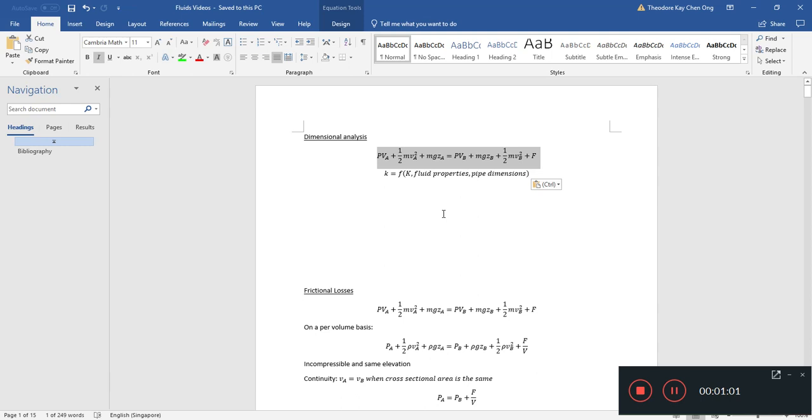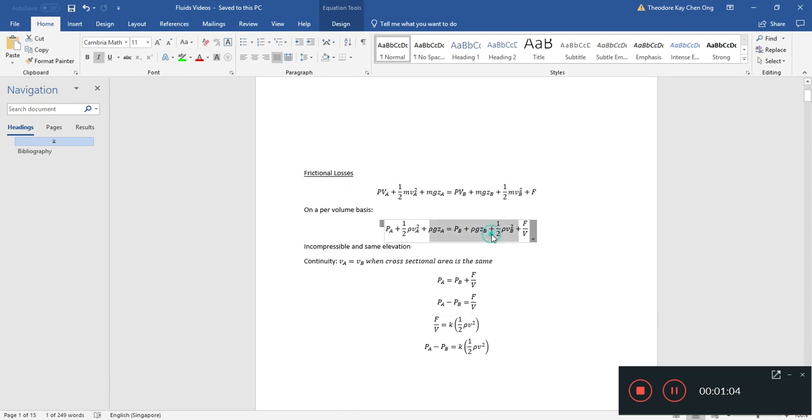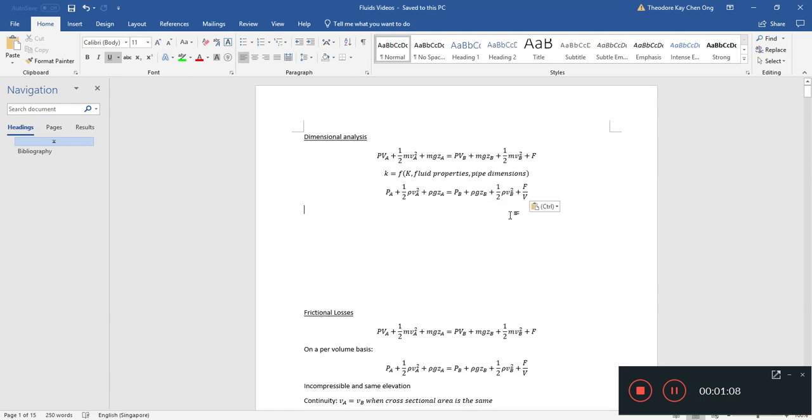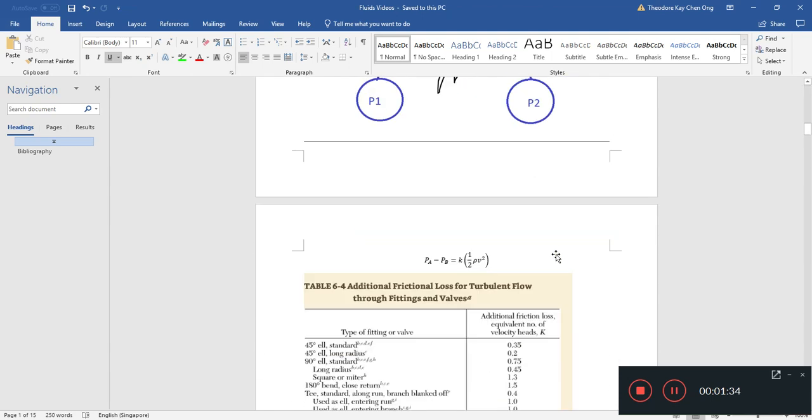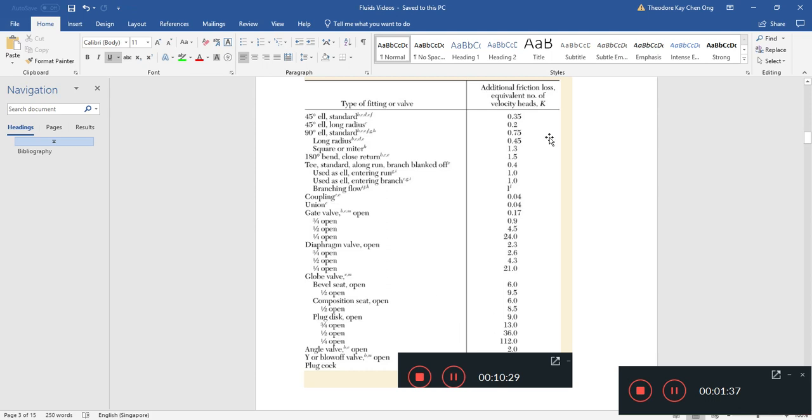So remember our energy equation, and then we try putting it in this form, on a per volume basis. And of course, we know that this becomes K half rho V squared. Next question: how do we find this k value? We were discussing before that we might have lots of experimental data here, and we want to find our actual k value.